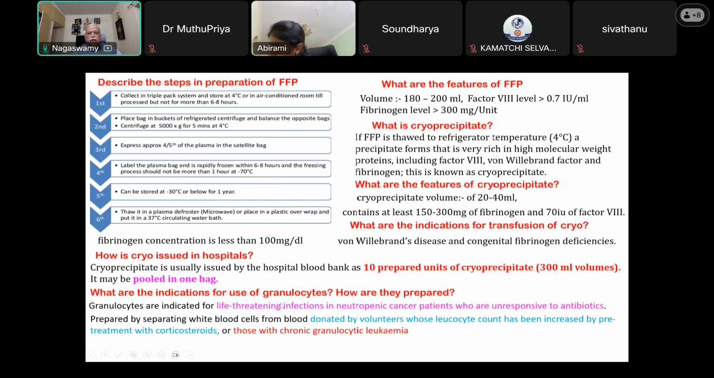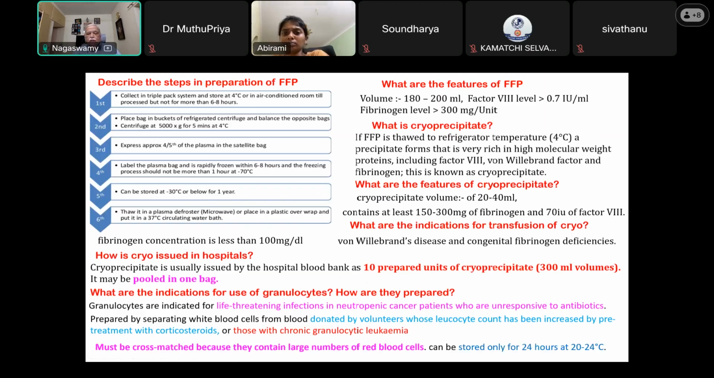Granulocytes: as you rightly said, they are for neutropenic cancer patients who are unresponsive to antibiotics, if they are suffering from life-threatening infections. It's prepared by separating the blood cells from volunteers whose leukocyte count can be increased by pre-treatment with corticosteroids, or from chronic granulocytic leukemia patients. Even though they are suffering from leukemia, they can donate granulocytes to needy people. This must be cross-matched because they contain a large number of red blood cells, and can be stored only for 24 hours at 20 to 24 degrees centigrade.